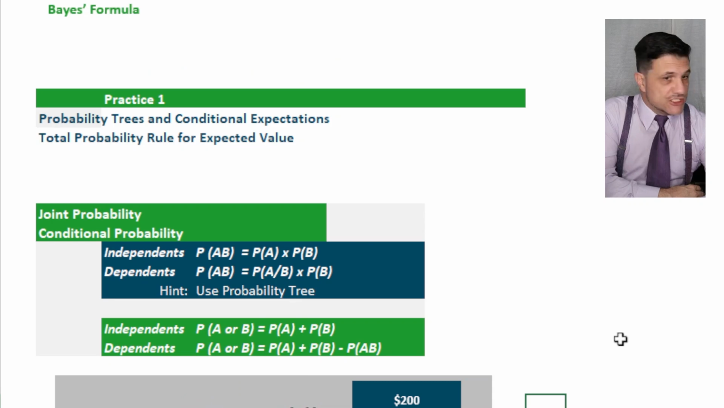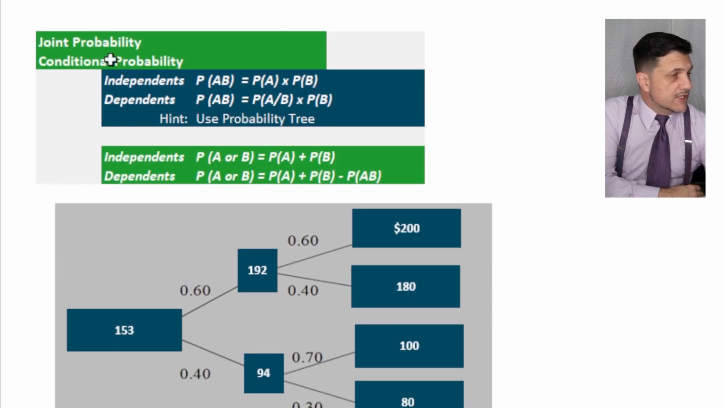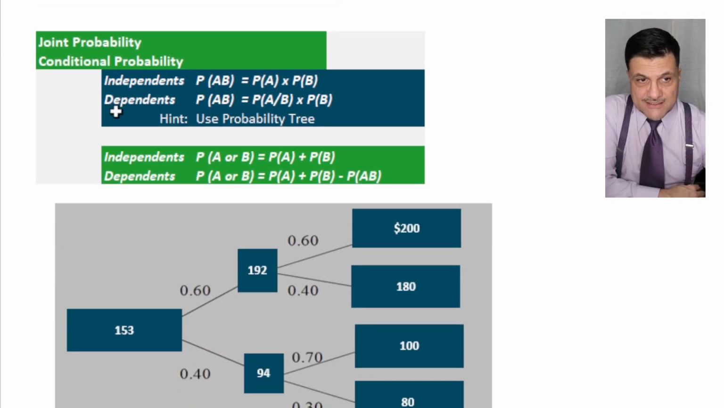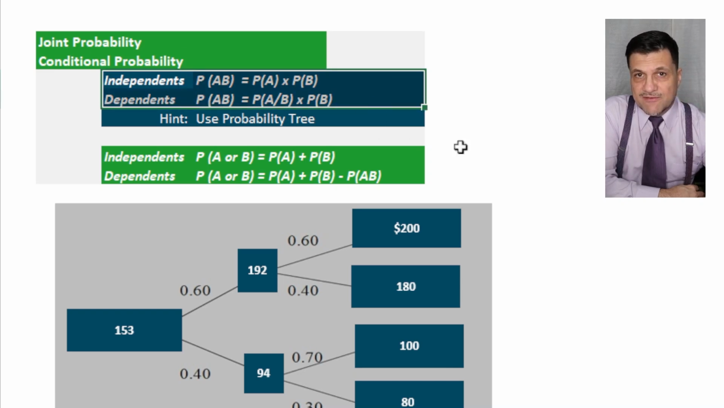That's all we have in the agenda. So let's go to the first problem. The first topic here, the practice. Let's talk about joint and conditional probabilities. Let's talk about the independent and dependent events. So look at that.